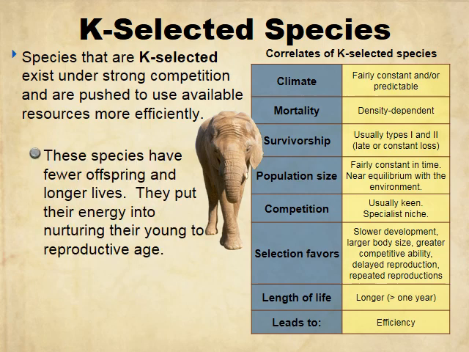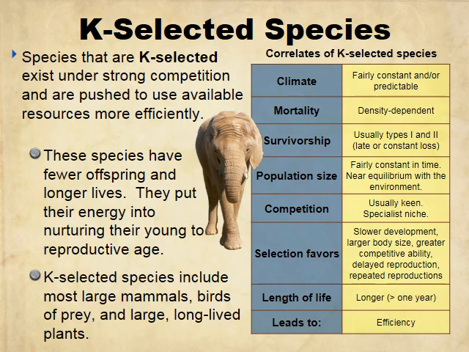Usually they use their resources more efficiently. They have fewer offspring, longer lives. They put their energy into nurturing their young. And large mammals, birds of prey, large long-lived plants, elephants, humans, climate, they need specific parameters. These aren't your generalists. These are usually your specialists. They need a certain habitat and environment to live. They're usually density dependent. They're type 1 and 2 for survivorship, which we're going to go into.